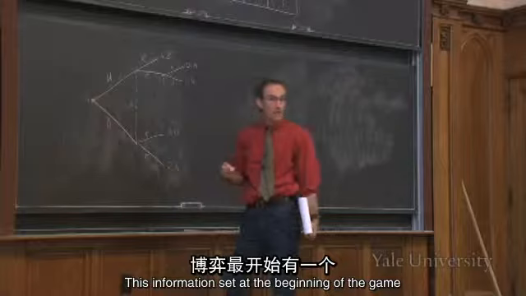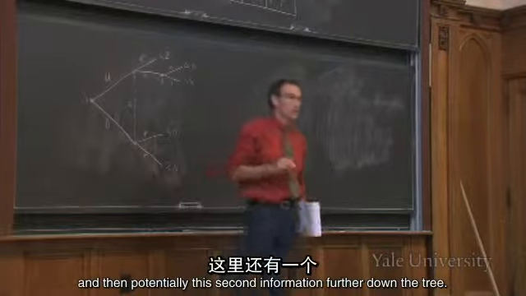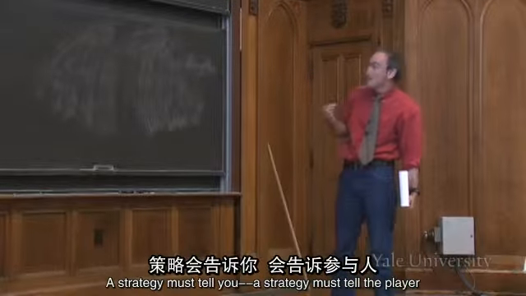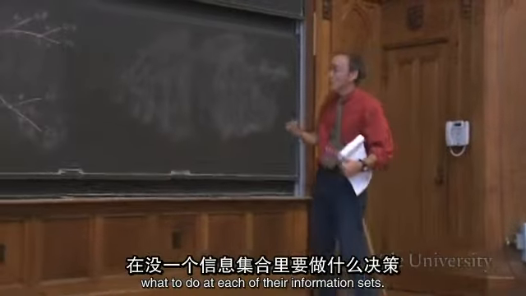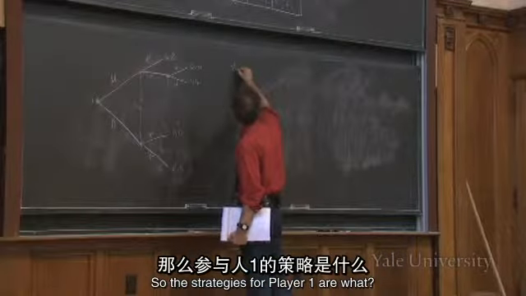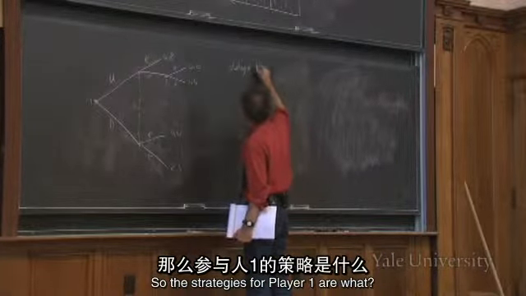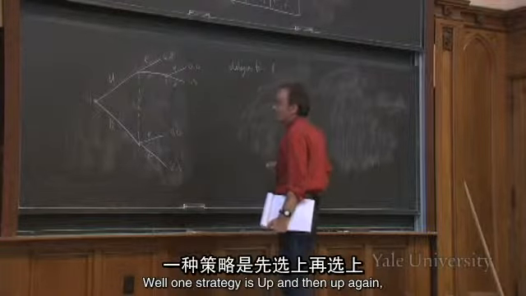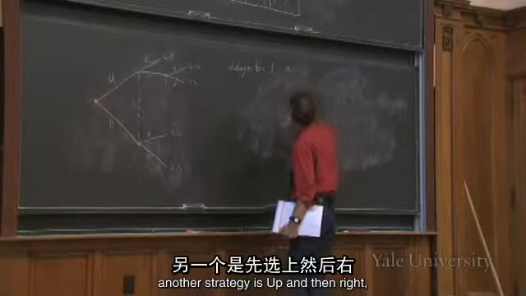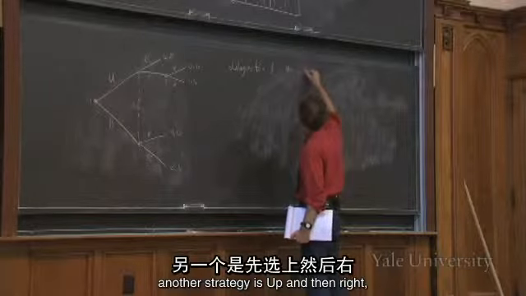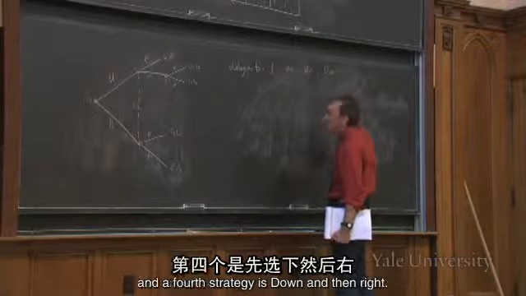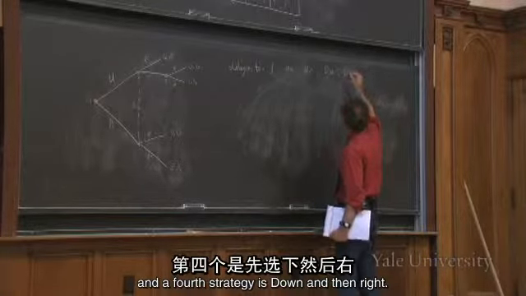This information set at the beginning of the game, and then potentially this second information set further down the tree. A strategy must tell the player what to do at each of their information sets. So the strategies for player one are what? Well, one strategy is up and then up again. Another strategy is up and then right. Another strategy is down and then up. And a fourth strategy is down and then right.